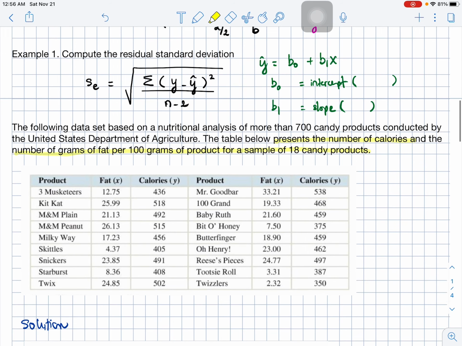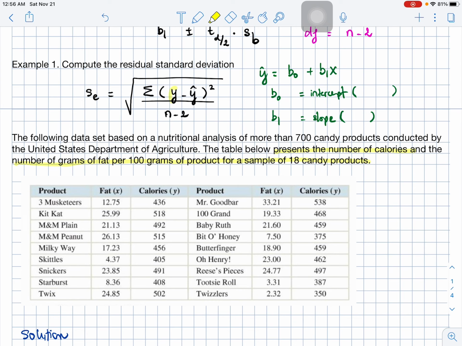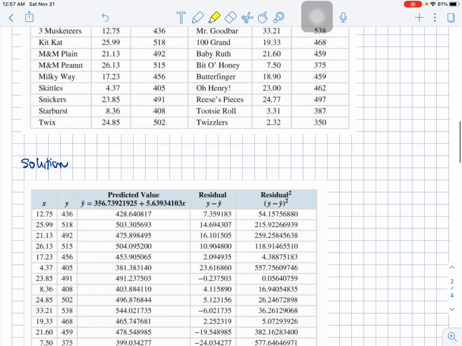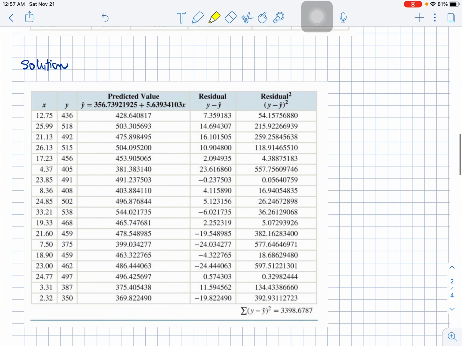First of all, we look at the formula. We already have y. We do not have the y hat value. The y is the actual value and the y hat is the estimated value. We need to use the regression line to find it. Now we look at the solution. First, we need to input the x values and the y values. We use Excel to find y hat.